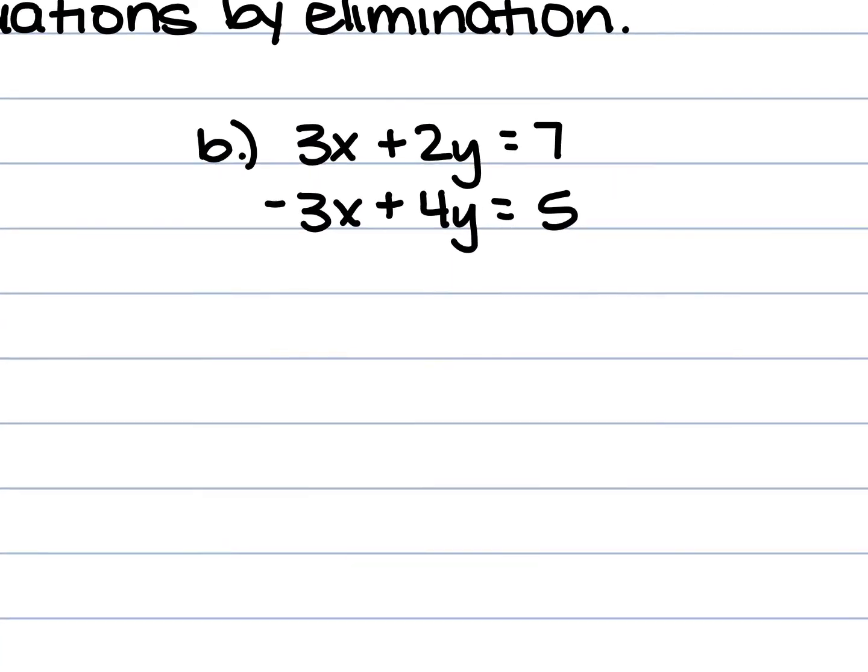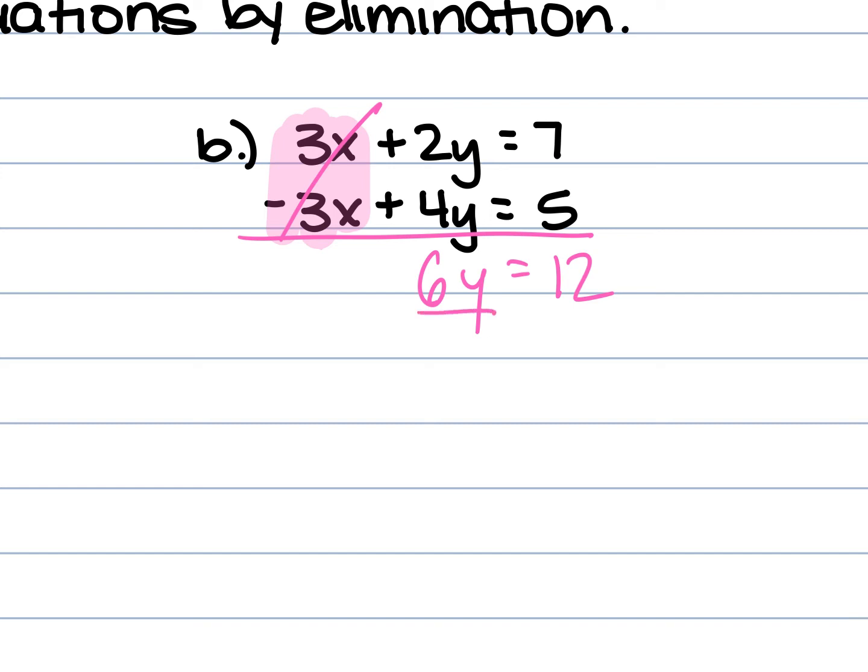Let's look at B. Do I have the same number but opposites here? Yep, the x's. So my goal is to eliminate the x's first. So I'm going to combine all my like terms. 3x minus 3x cancels. What's 2y plus 4y? 6y. And 7 plus 5? 12. So now I can just solve for y. What do I need to do to solve for y? Divide by 6. So what does y equal? y equals 2. So that's one answer.